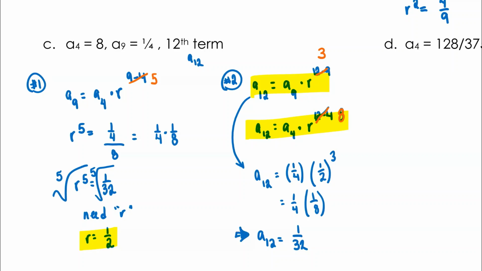So again, notice that on the last one, we didn't need the explicit value for r, but on this one we did. And that's because of the given information. So just be aware: sometimes you'll need it, sometimes you won't.